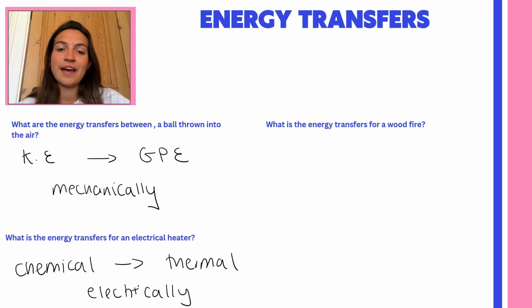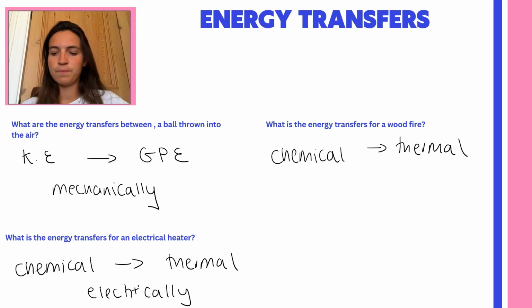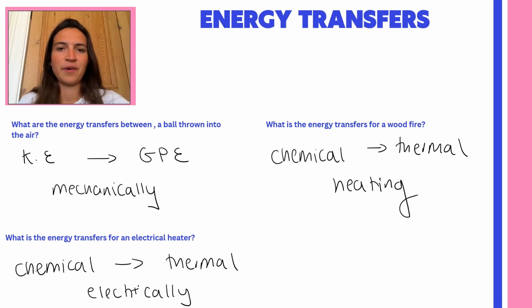Okay, and what is the energy transfer of a wood fire? So again, we've got the same final result here. We've got something that would heat our room, but this time it's chemical energy stored in the wood, in the fuel, to thermal energy, but by heating. And that's the temperature difference that you get between the wood and the heat that you get once you burn that wood.